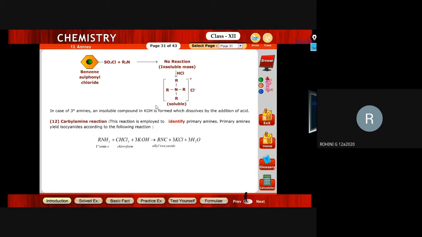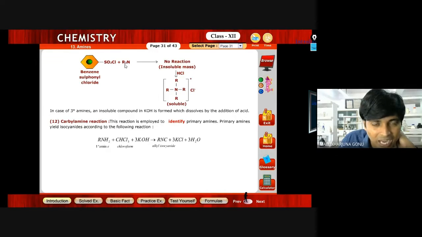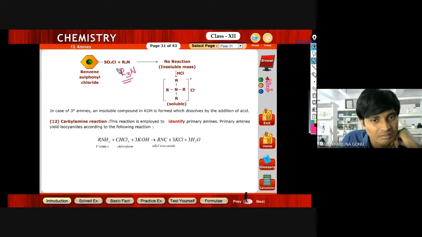SO2Cl के पास प्लस लिखा RAN है क्या सर, वो R3N है सर? ये वाला टर्शियरी अमीन, ये टर्शियरी अमीन के बारे में हम लोग डिस्कस कर रहे हैं ना, ये R3N है। इसके पास हाइड्रोजन ही नहीं है तो इसके साथ रिएक्शन नहीं करेगा ना, HCl नहीं जाएगा ना, रोहिणी, आर यू गेटिंग?